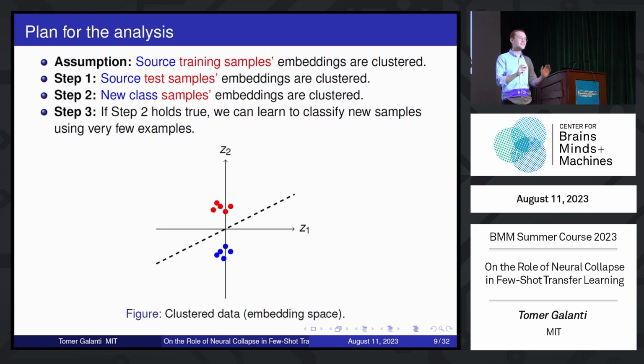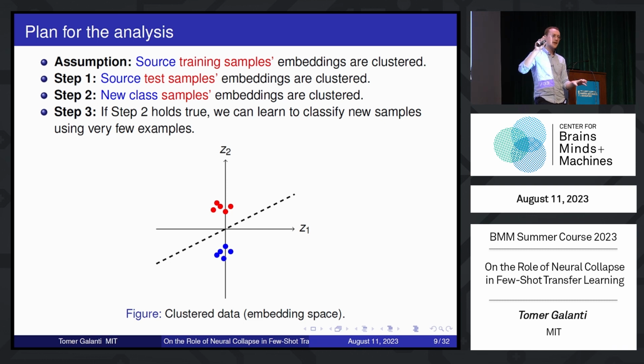And if I want you to take one thing out of this talk, it is this plan of analysis, this idea. We start with the assumption that we have neural collapse, only NC1. So we have this clustering property. Essentially, when I train a model on a given training data set, the embeddings of the samples tend to cluster with respect to their labels.